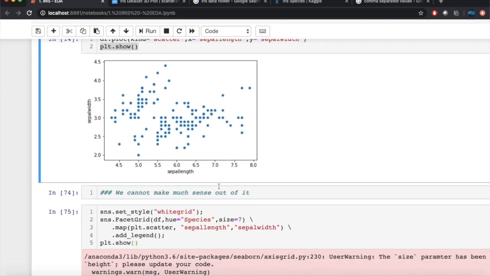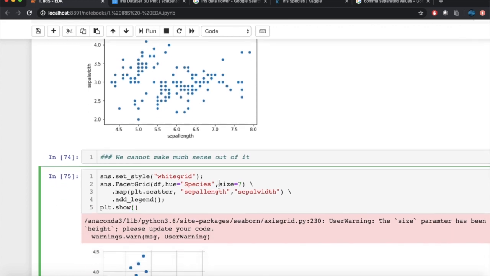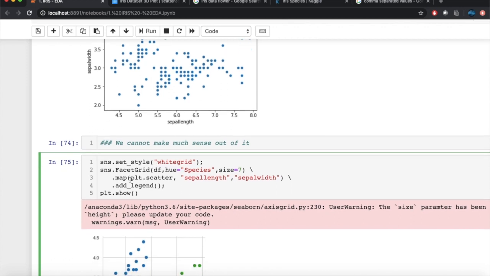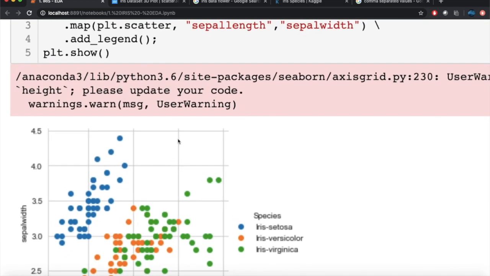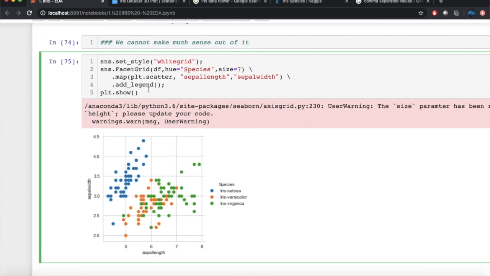Okay, so what can we do? Here we can use seaborn. Seaborn helps us get a colorful scatter plot. So we use seaborn set style white grid. White grid means the grid which we can see here behind the plot is white. Then facet grid, a grid-like structure. df is the data set we are using. Hue is species. Hue means the basis on which we are scattering, or on the basis of which we are categorizing our flowers. So here we are categorizing on the basis of species.